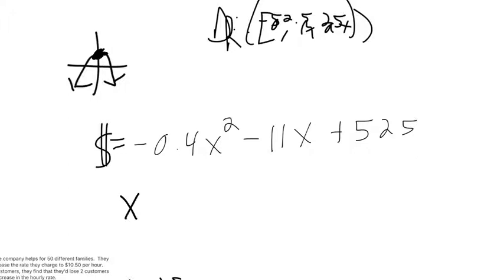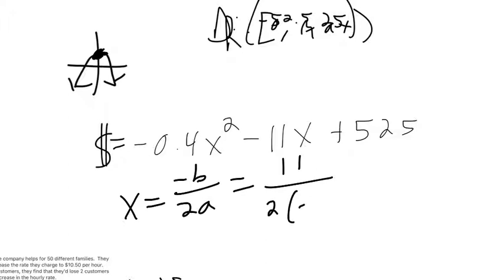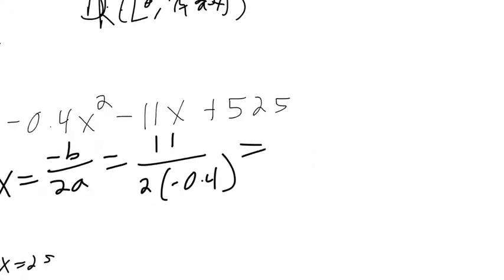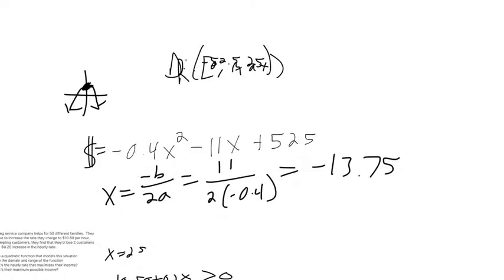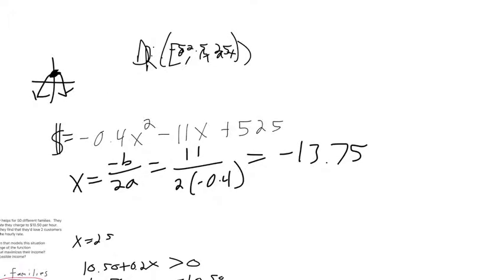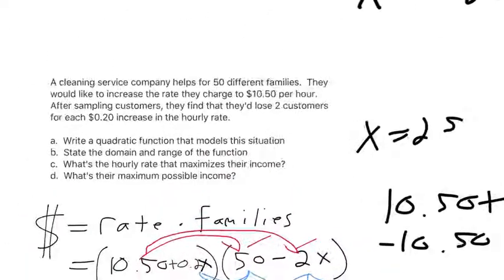You find the x-coordinate of a vertex by using x equals negative b divided by 2a. In this case, our b is negative 11, so negative 11 makes a positive 11, and we have 2 times our a of negative 0.4. So we're at negative 13.75. That is the x-coordinate of the vertex, so that's going to tell us where the maximum occurs. That answers part B here.